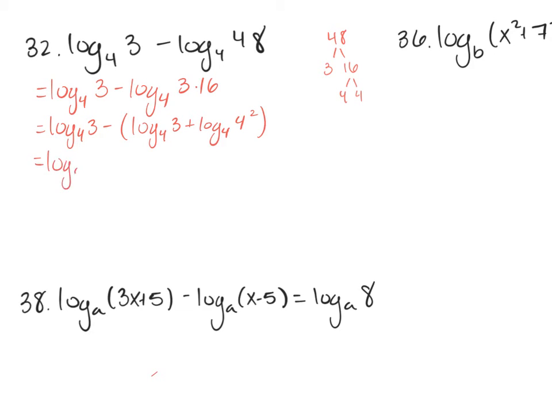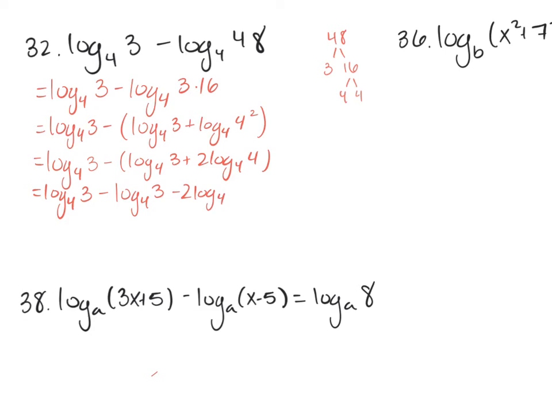Okay. Third law of logs, I'm going to bring down that 2 in the third logarithm here. Okay, and then I'm going to distribute the negative. So I've got log base 4 of 3 minus log base 4 of 3 minus 2 log base 4 of 4. The log base 4 of 3's will cancel out, and log base 4 of 4 is just 1, so I get negative 2 times 1, which is negative 2.